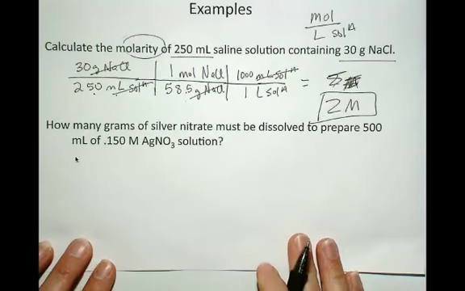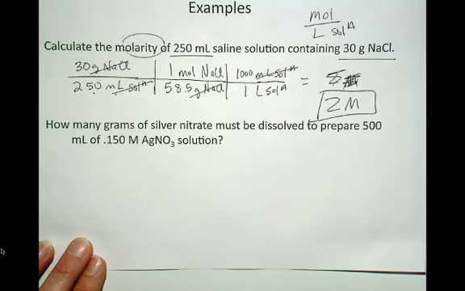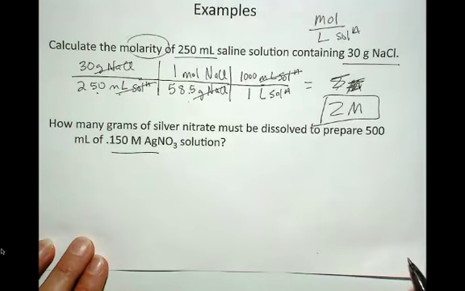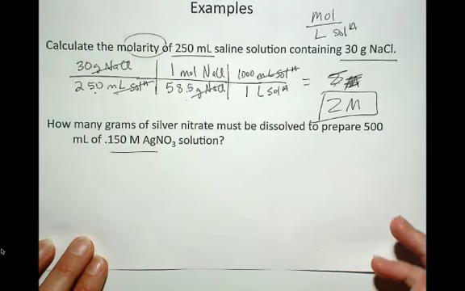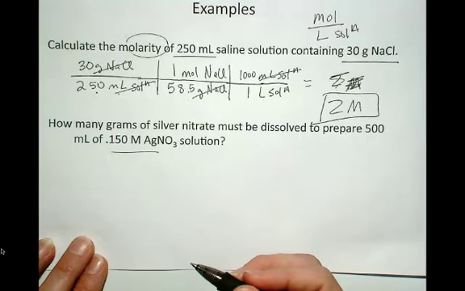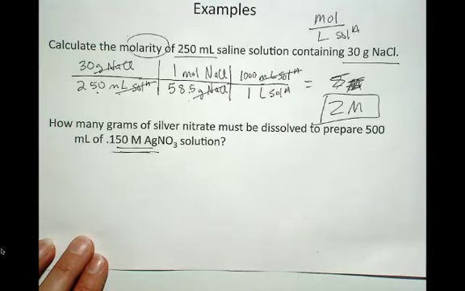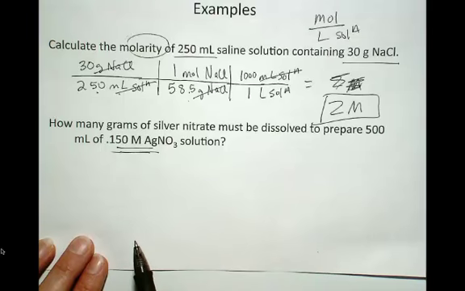Here's another one. How many grams of silver nitrate must be dissolved to prepare 500 milliliters of a 0.15 molar silver nitrate solution? So in this case, we know what we want to end up with, a 0.15 molar solution, and we want to know how much of the silver nitrate we have to weigh out and dissolve in the 500 milliliters, similar to the picture on the previous page. And so in this case, we're going to be using the concentration as a conversion factor from volume to moles to figure out how many moles we need to put in, and then convert to grams.